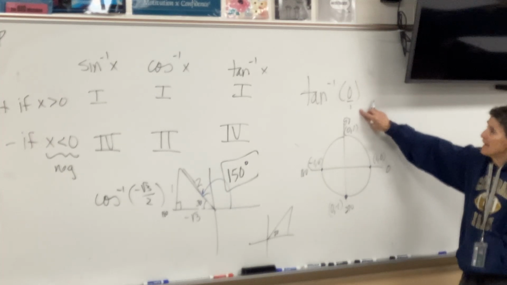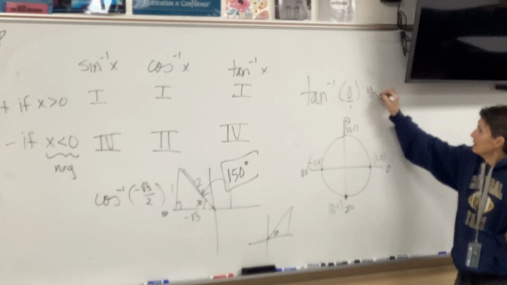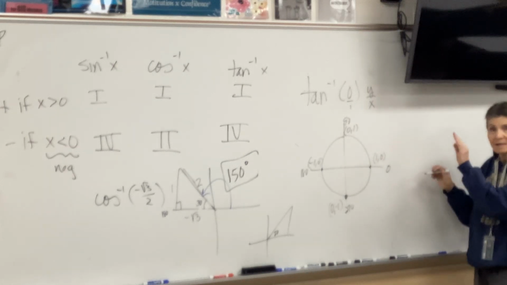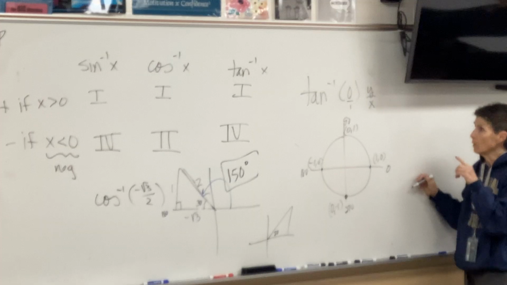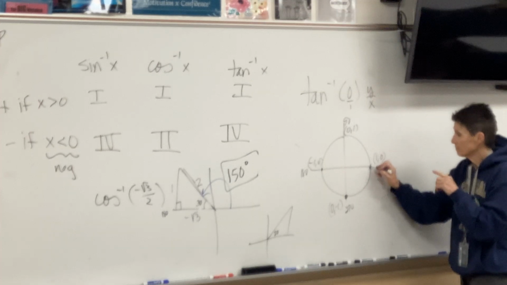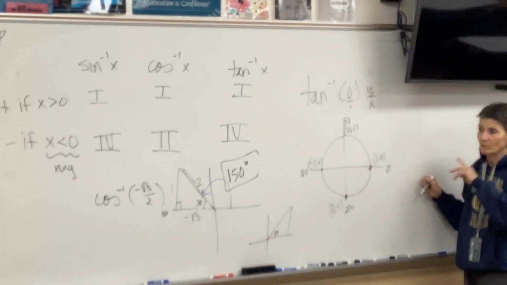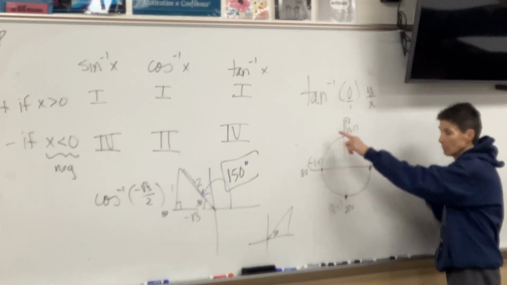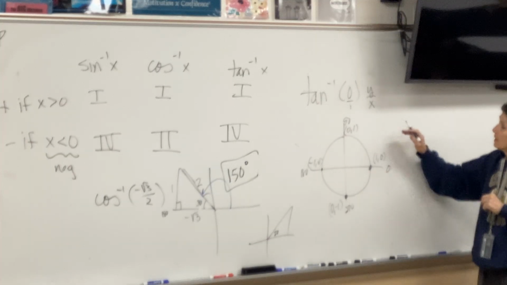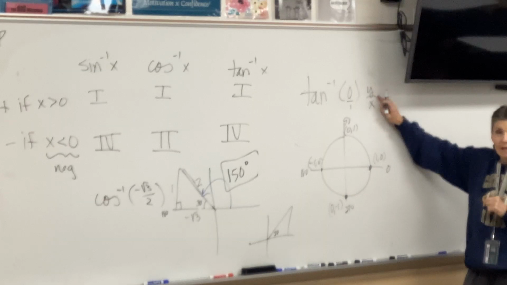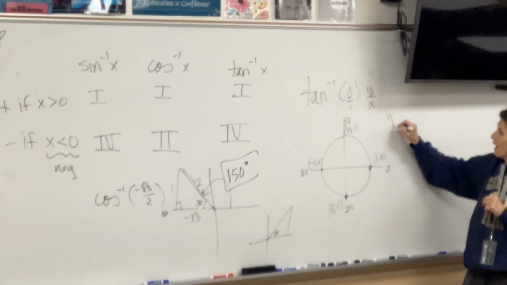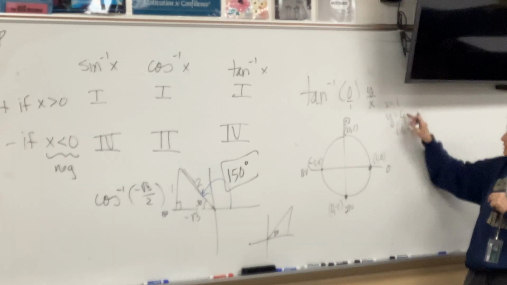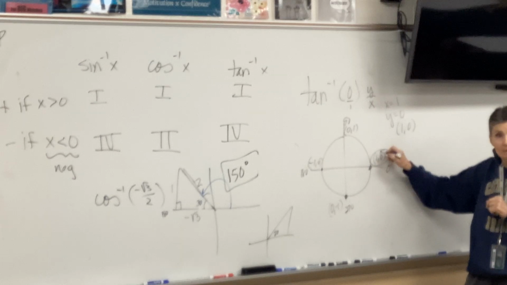Remember that tangent is y over x. So I need to look around my circle and find the point. I'm going to start right here. There's only one answer to all these problems. I'm going to find the one point, starting right here at 0 and working my way around, where y is 0 and x is 1. So in other words, I need the point 1, 0. Isn't that right here? It sure is.